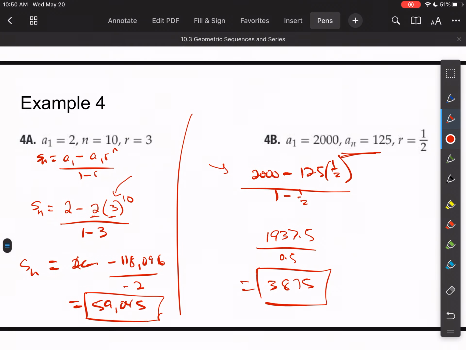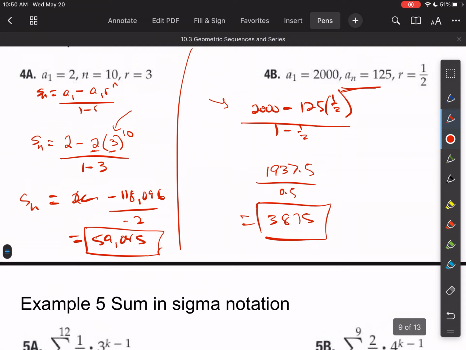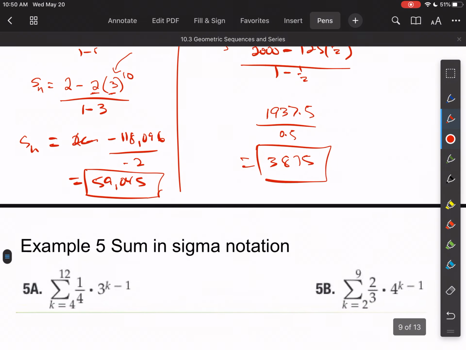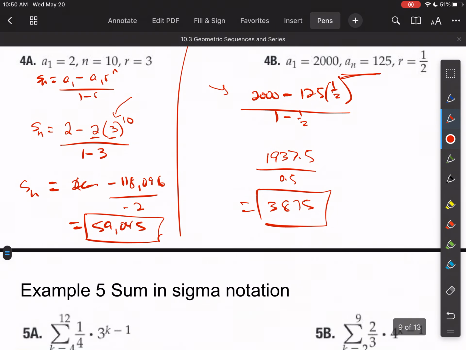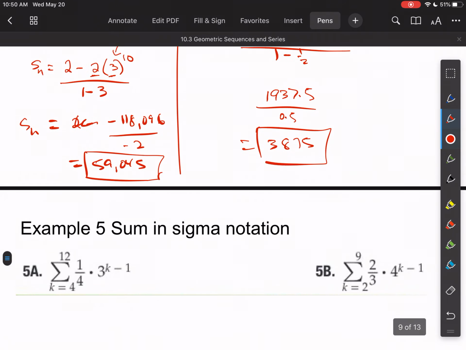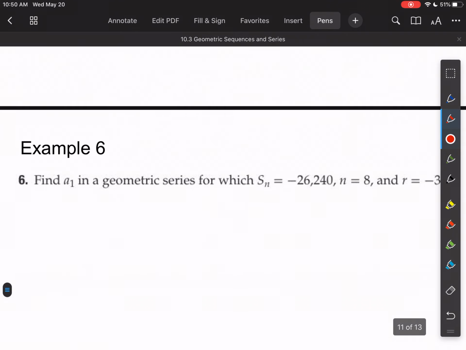That's all I'm going to teach you for now. The sigma notation works like what we did with the arithmetic, so you are already familiar with sigma notation. I'm not going to have you do that this time, so we're going to skip through 5 and 6.